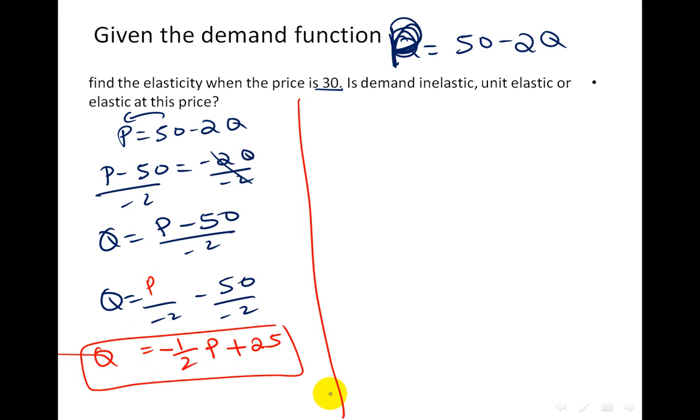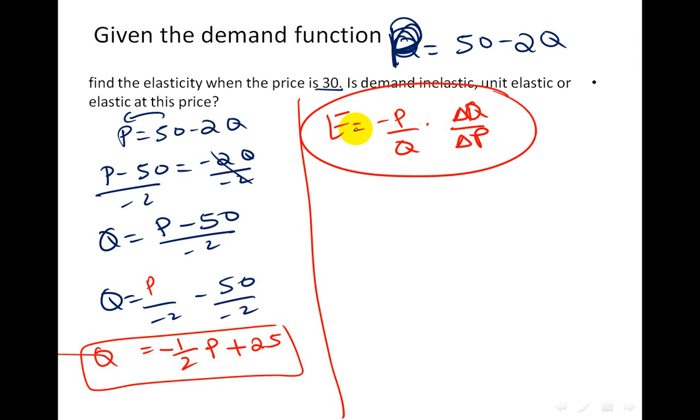Now here, since we're talking about only one price and one quantity, let me remind you of the formula. Change in Q over change in P. This is the formula for elasticity. Well, here I can say that P is 30 and Q is the value that I'll find from this equation, but the problem is with what is change in Q over change in P. Always change is the derivation.